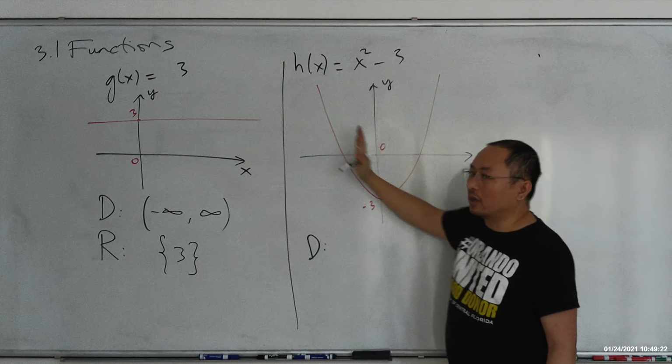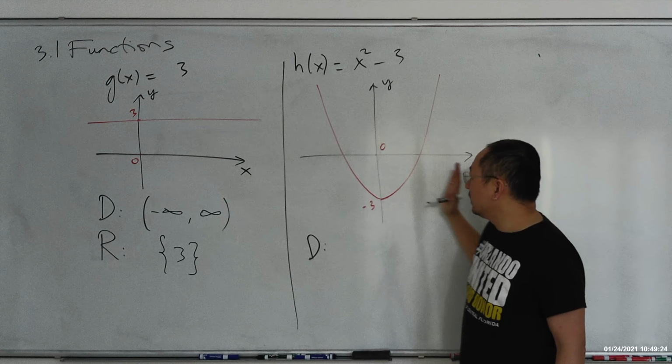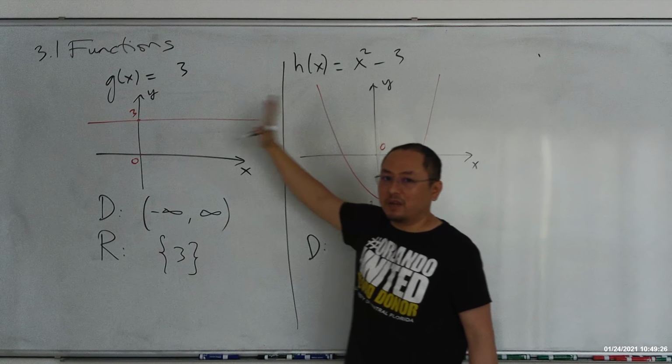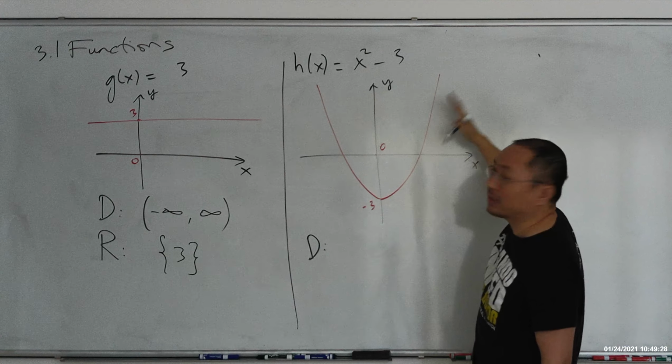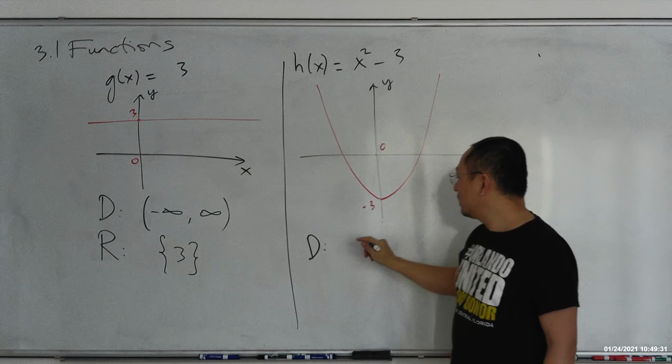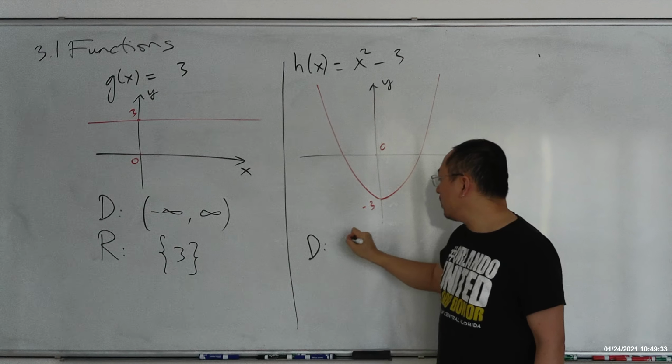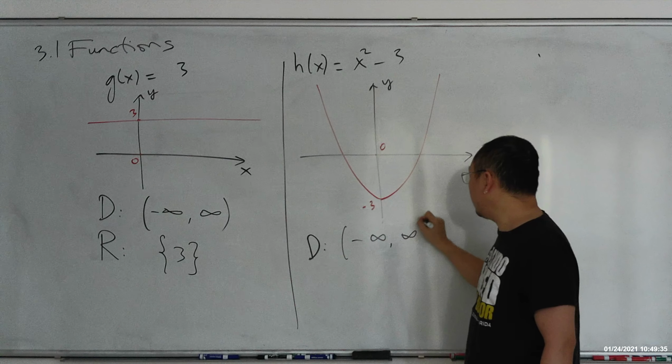we are tracing along the graph. Look left to right. See what? It keeps going up, but at the same time it's going to the left forever. It's going up, but at the same time it goes to the right forever. So the domain here is what? All real numbers from negative infinity to positive infinity.